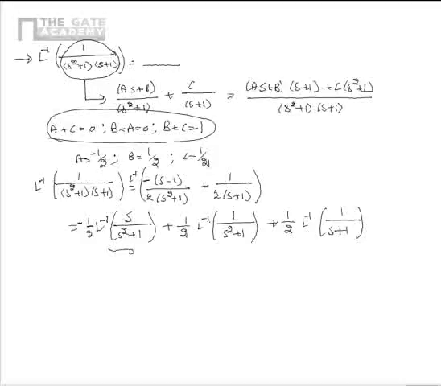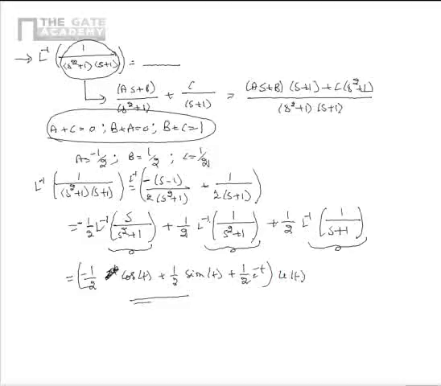We know that L inverse of s by s square plus 1 is equal to cos t u of t, and L inverse of 1 by s square plus 1 is equal to sin t u of t, and L inverse of 1 by s plus 1 is equal to e power minus t u of t. Upon substitution, we get that the inverse Laplace transform is minus 1 by 2 cos t plus 1 by 2 sin t plus 1 by 2 e power minus t as a whole multiplied by u of t. So this is the inverse Laplace transform of given F of s.